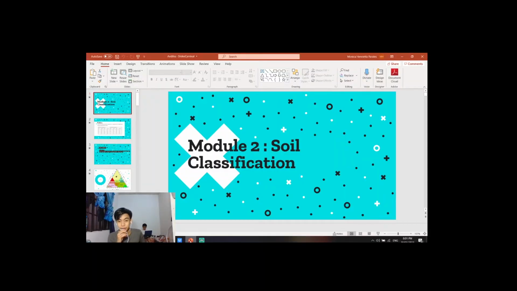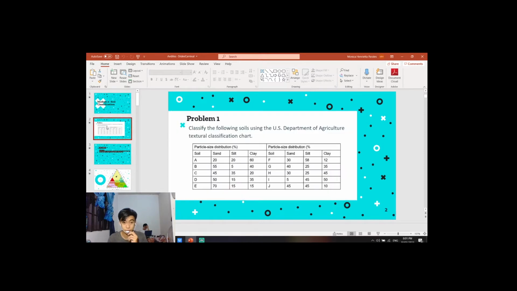Hello, good day everyone. Today I'm going to give some examples in Module 2, Soil Classification. So dito sa una kong problem, classify the following soils using the US Department of Agriculture Textural Classification Chart. Given dito yung particle size and distribution percentage. So A, 20% sand, 20% silt, 60% clay. Then letter B, 55% sand, 5% silt, and 40% clay, and so on.